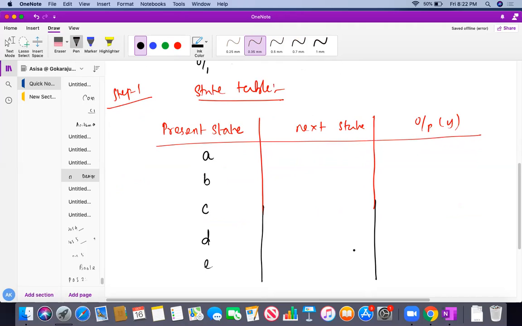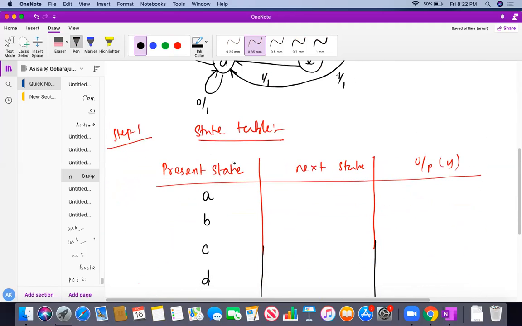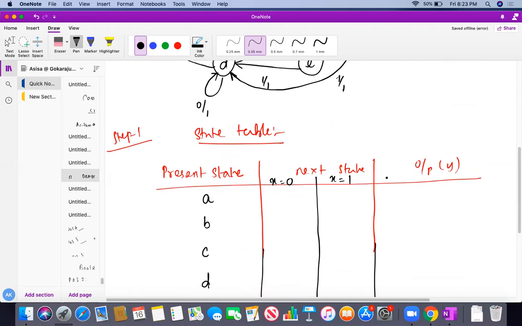And the next state is obtained how? Just check here. The next state is obtained for input 1, one next state, for input 0, another next state. So for x equal to 0 as well as for x equal to 1, two different states are obtained. Similarly, output also has, for x equal to 0, one output, and for x equal to 1, another output.